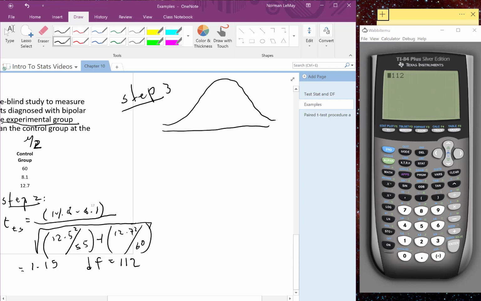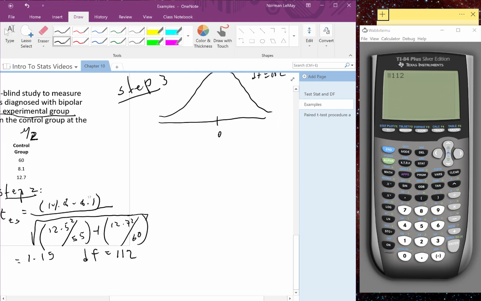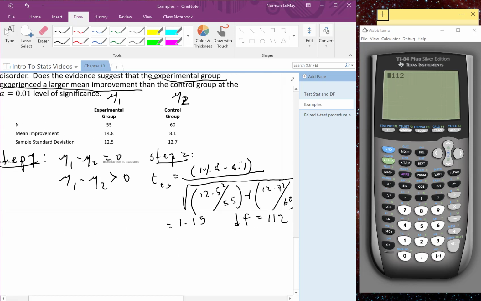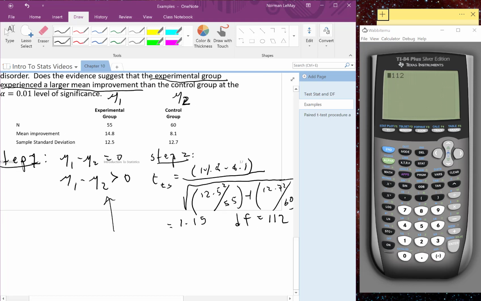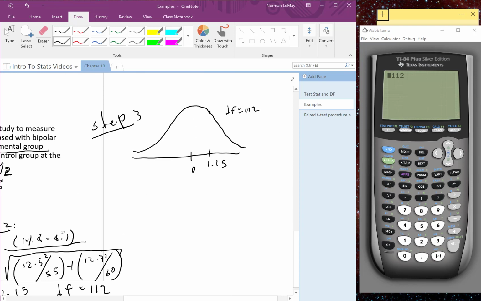So again, here's our t distribution on degrees of freedom is 112. All right, so here's our center, and we get 1.15. And take a look at the alternative. So notice, based on the alternative, we have that this is greater than 0. So we know this is going to be an upper-tailed or a right-tailed test. So we get this, and we shade that region there. All right, so this is our p-value. Is that tail right there?